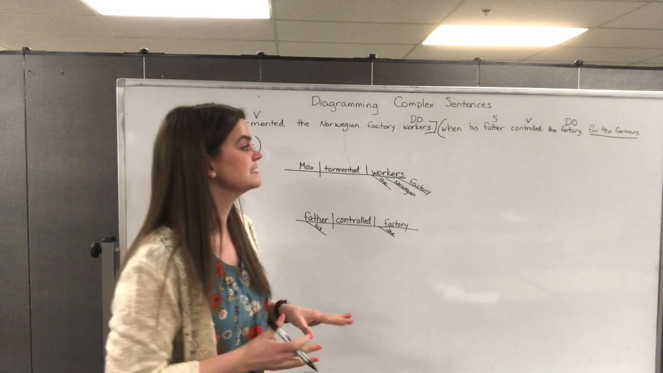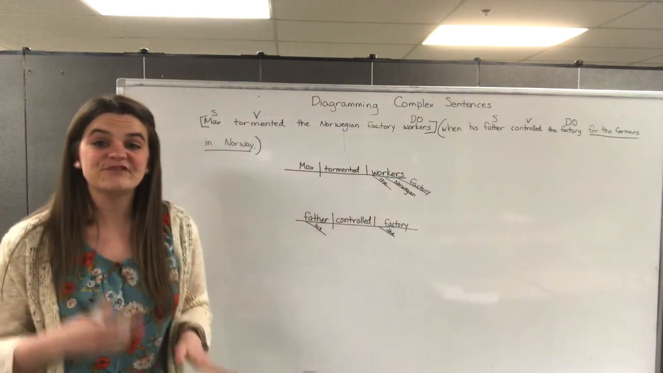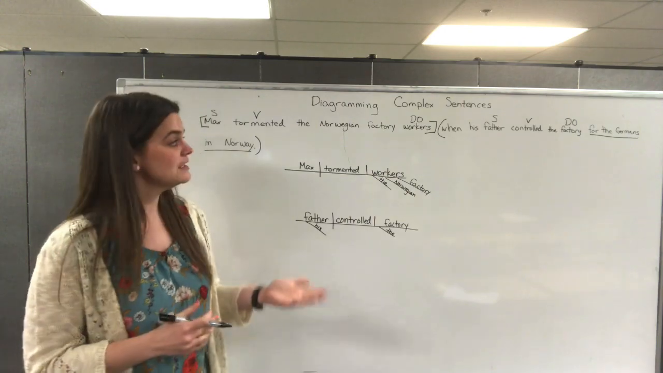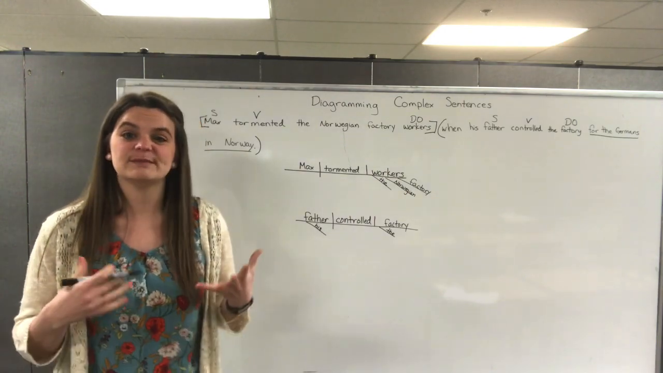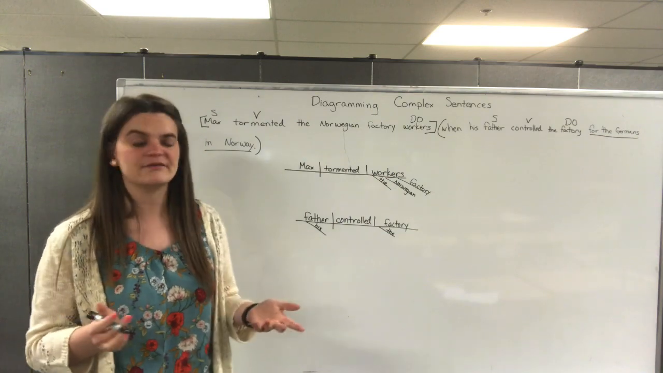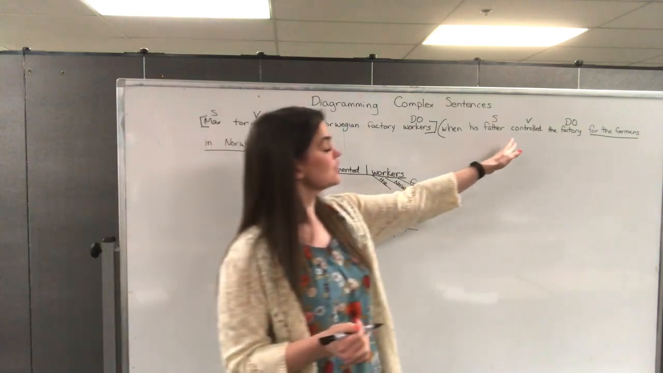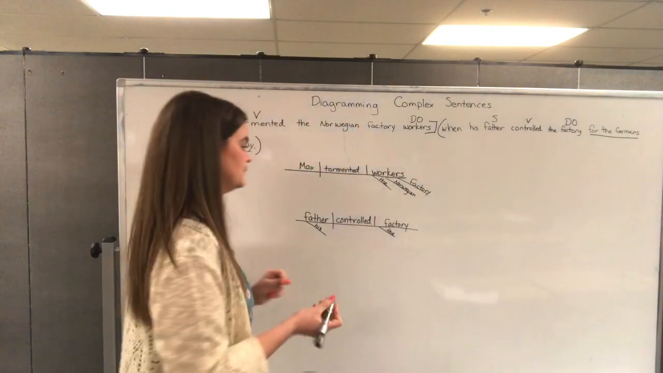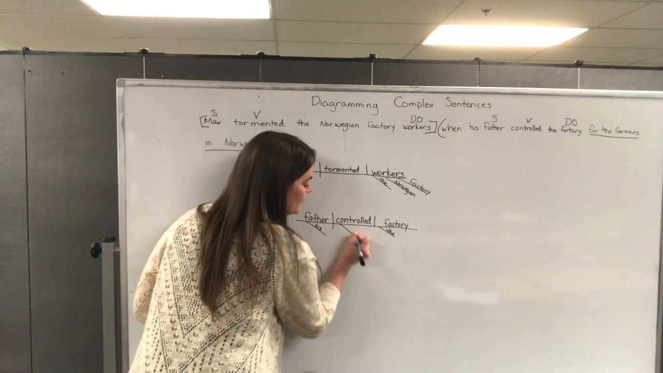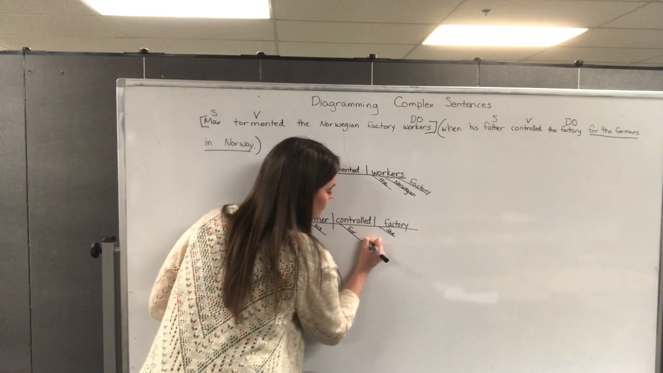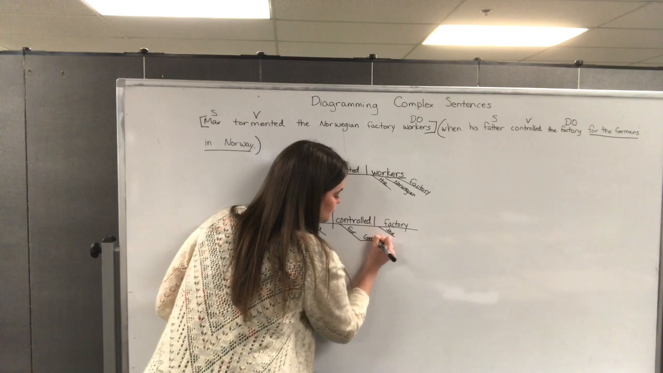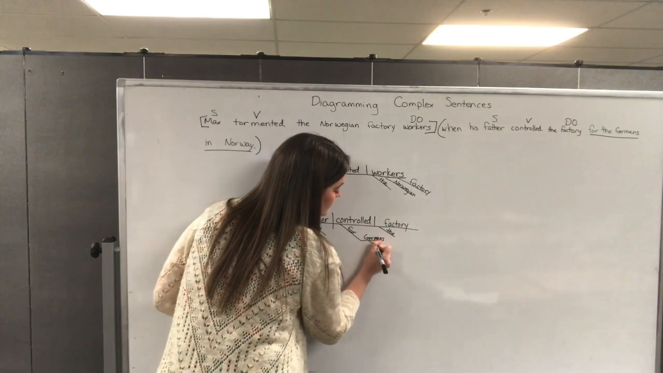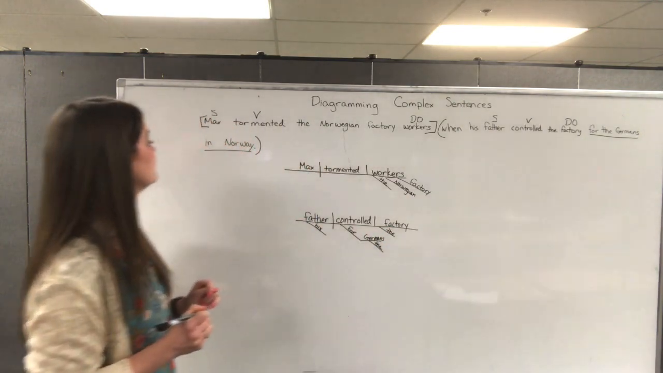For the Germans. Now here's what we have to ask the question. Is it a factory for the Germans? Well, actually, no, it wasn't. It was the Norwegian factory. So we then need to find out, what does for the Germans describe, or what does it modify? It modifies controlled. Who did he control it for? For the Germans. So it's going to go underneath here. For is our preposition. For whom? Germans. Object of the preposition. The, article, adjective.